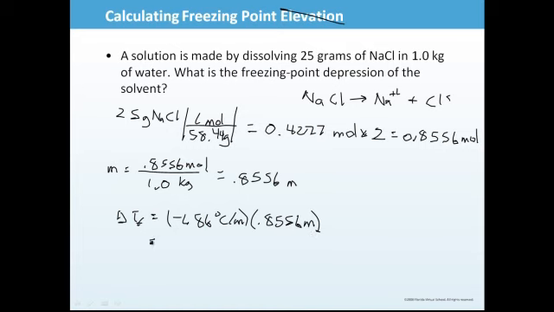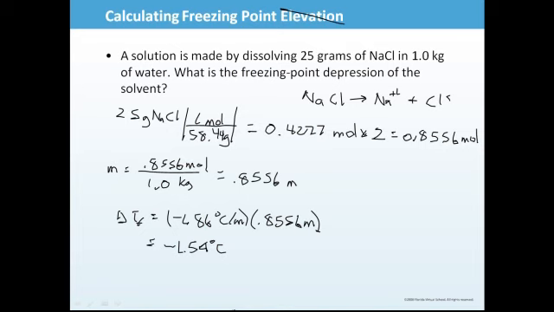And that would give us a delta TF of negative 1.59 degrees Celsius. Okay, so again, subtracting that from 0 would give us a new freezing point of negative 1.59.